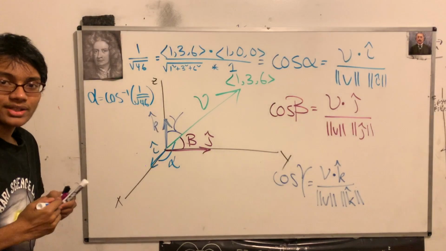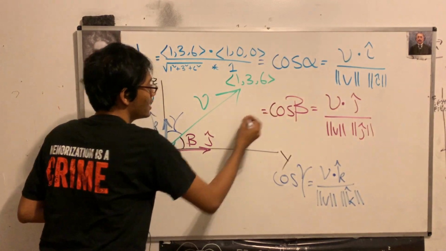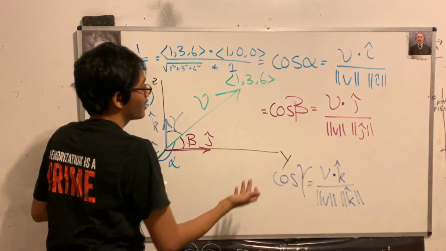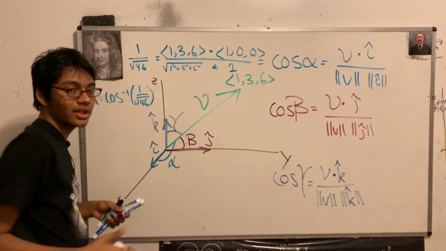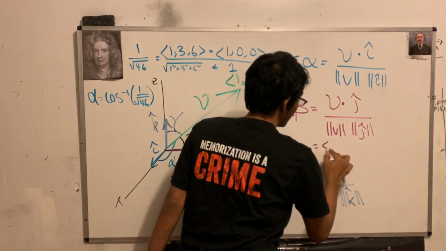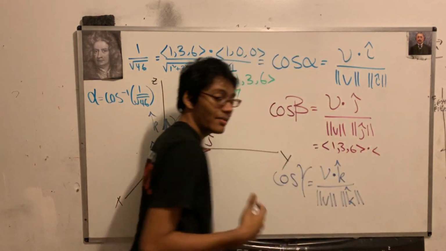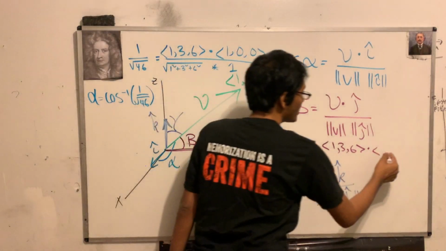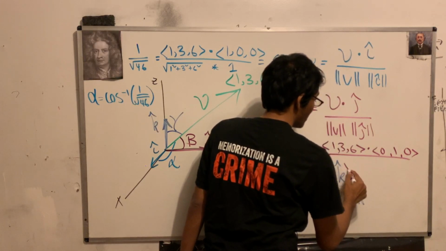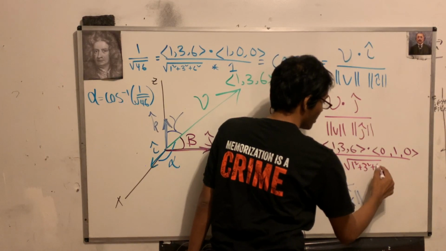Let's try to employ the same methodology for cosine of beta, right? What are we going to do here? Well, same course of action here, right? We're going to take the dot product of our vector with the unit vector in the j direction, in the y direction, which is j hat. So what am I going to have? Well, what's my vector? My vector is 1, 3, 6. What's j hat? Well, this time it's going to have a component of 1 in the y direction and a component of 0 in the x and z direction, and divide all of that by the magnitude of my vector v. So 1 squared plus 3 squared plus 6 squared.